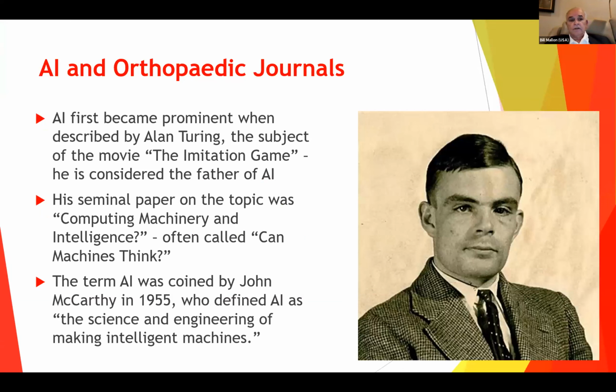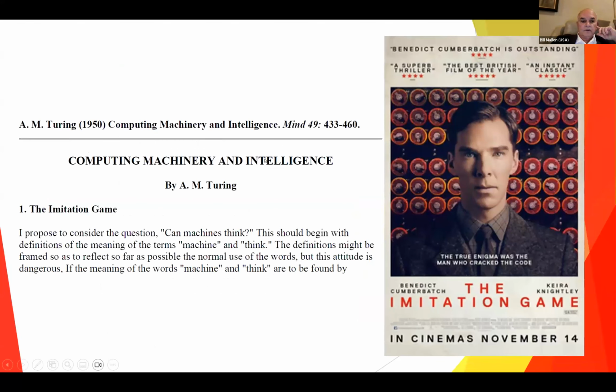It really first was developed by Alan Turing, famous British mathematician and computer scientist. He was the subject of The Imitation Game, and he's considered the father of AI. His seminal paper on this was Computing Machinery and Intelligence. It's often termed Can Machines Think? But the term wasn't coined until 1955 by John McCarthy, who defined it as the science and engineering of making intelligent machines. And here's Turing's paper.